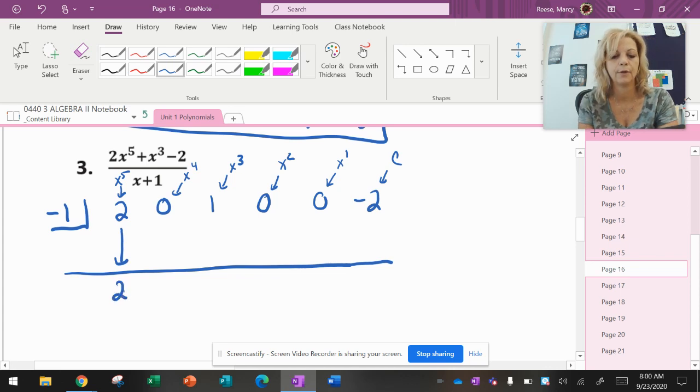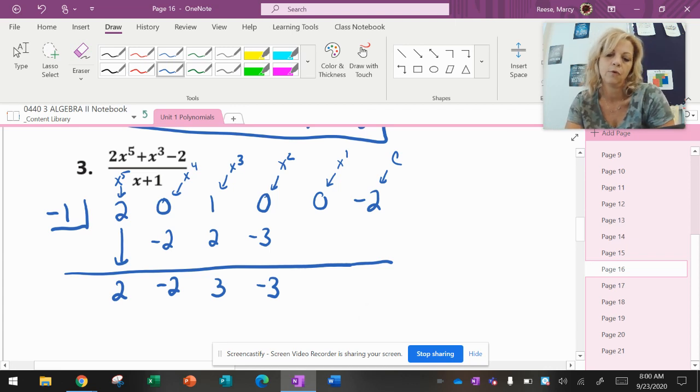I'm going to multiply the 2 times what's on the shelf, which is negative 1 again, which is negative 2. 0 and negative 2 combined is negative 2. Negative 2 times negative 1 is 2. 1 and 2 add to be 3. 3 times negative 1 is negative 3. 0 and negative 3 combined is negative 3. Negative 3 times negative 1 is 3. 0 and 3 is 3. 3 and negative 1 is negative 3. And I have a remainder of negative 5.